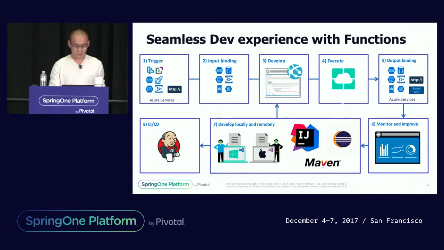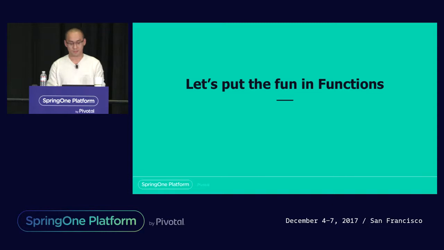Cool, thank you. So with that, we have broader tooling support. It's not just VS Code. We also have tooling support for IntelliJ and Eclipse, which are the IDEs you love and like. We also have plugins for Maven, as well as CI/CD support within Jenkins. And for diagnostics, you can use App Insights, which is a homegrown Azure service, or use your own diagnostic tools. With that, let's put more fun in functions.